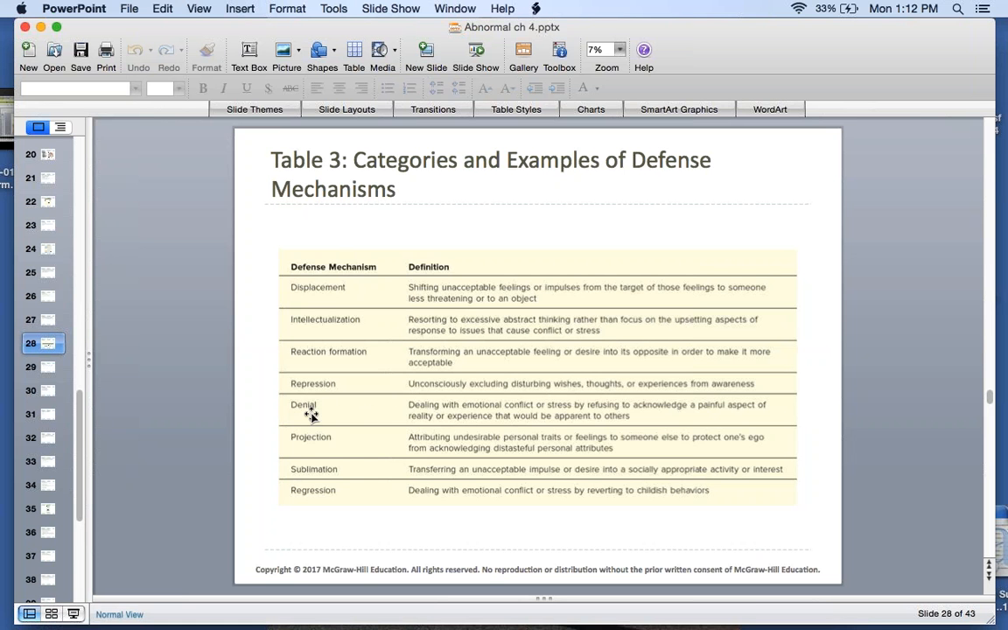Denial, we don't really have to go into that. That's pretty self-explanatory. Projection is when you attribute undesirable personality traits or undesirable feelings onto someone else. If you think about a projector, we project things that we don't really like about ourselves onto someone else. Another one that's more popular or known is regression, and that is dealing with emotional conflict or stress by acting like a child.